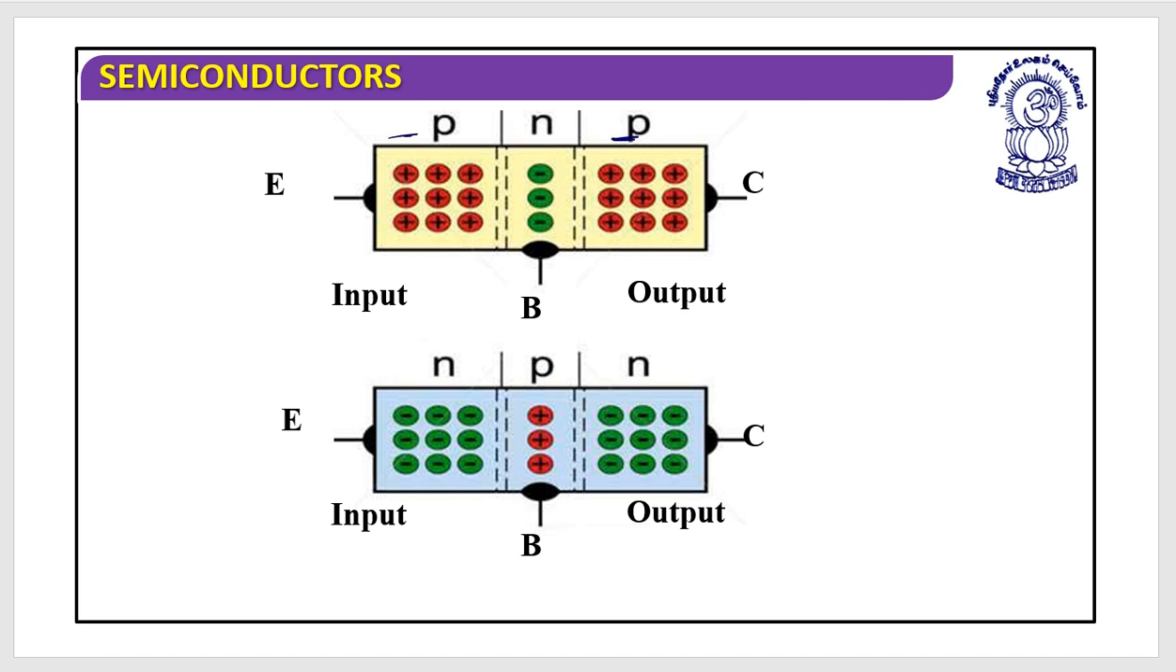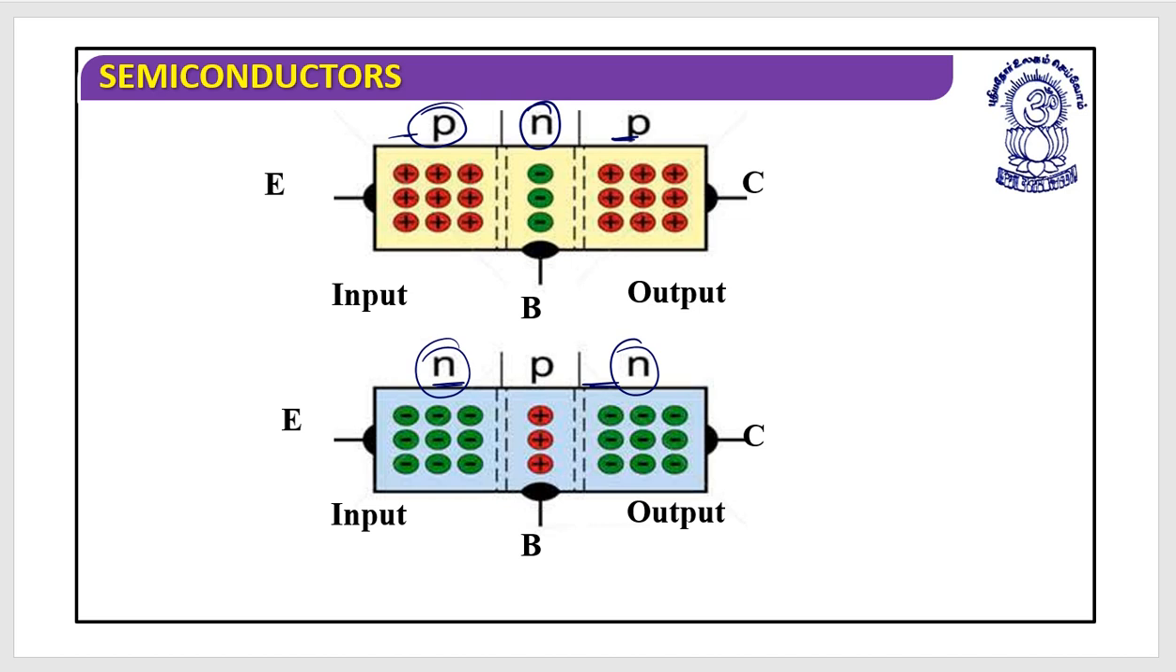This is the PNP transistor, and in the P regions the holes are the majority charge carriers. When we talk about the N regions, the electrons play the role of majority charge carriers, and the minority charge carriers are the holes. Same thing is true for the NPN material: for both ends, the emitter and collector, electrons will be the majority charge carriers, while for the p-type material, holes will be the majority charge carriers.